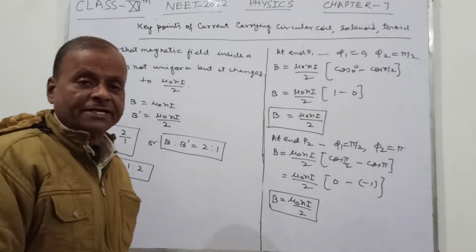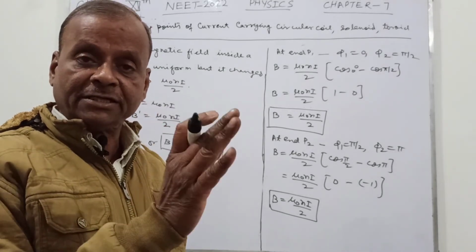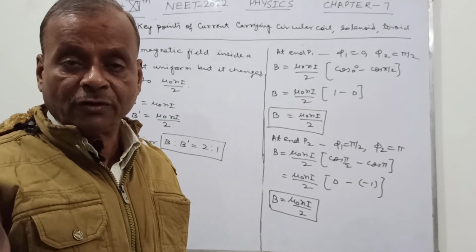So the magnetic field at the center of the solenoid is always maximum, and as we go from the center to the ends, the magnetic field decreases and becomes half of the initial value.